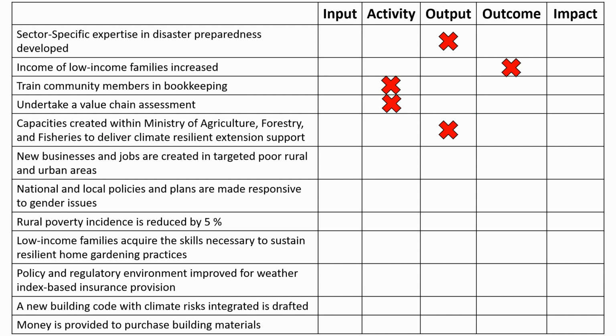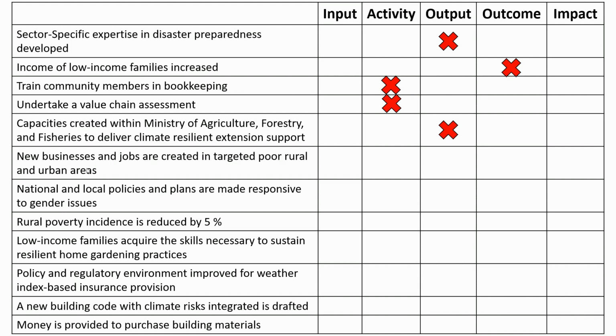Now we could potentially turn this into an outcome. The outcome would be something like, Ministry of Agriculture, Forestry, and Fisheries offers climate resilient extension support, or something like that. This is a change in the behavior of the organization. It's how they use the capacity. The way that they use the capacity, the way that they use the output, that would be the outcome. So let's look at the next one.